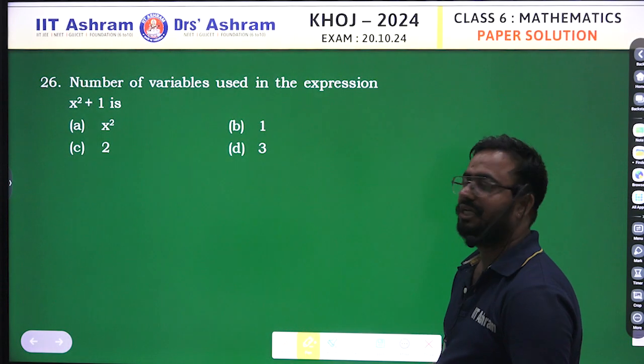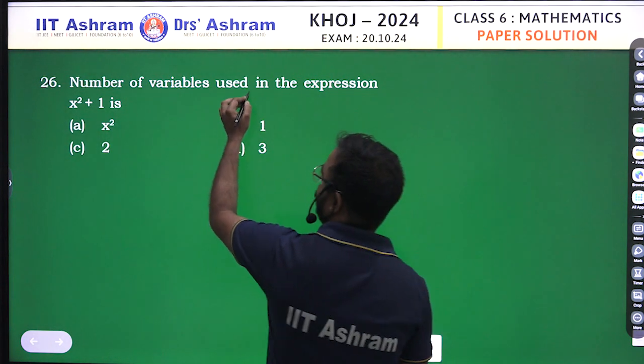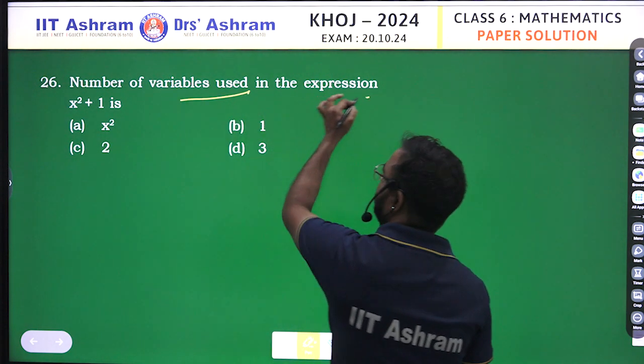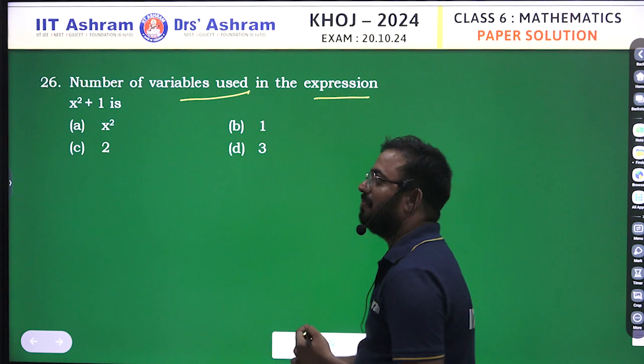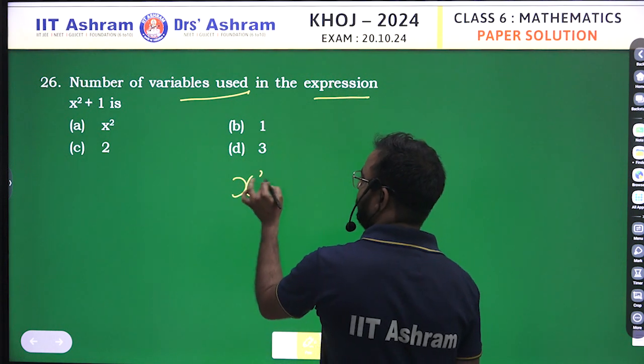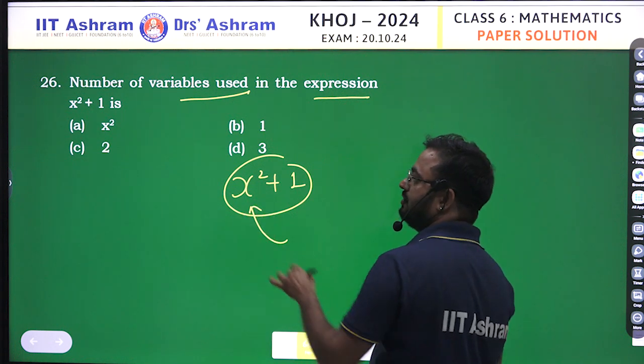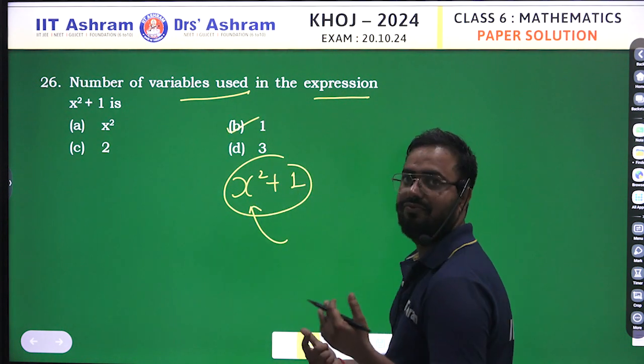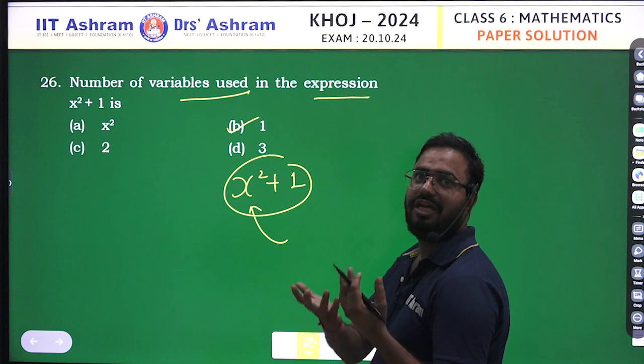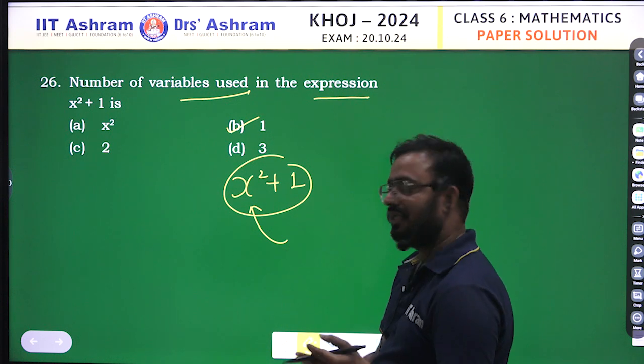Next, question number 26. Number of variables used in this expression. Variables means alphabets. X square plus 1. What alphabet is there in this? X is the alphabet. So B, one alphabet, only one variable, which is X. So option B is the right answer.